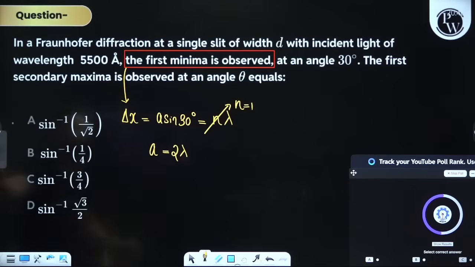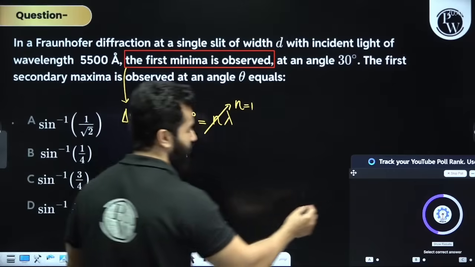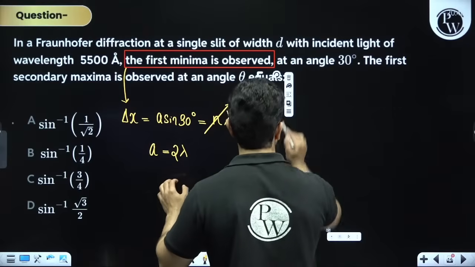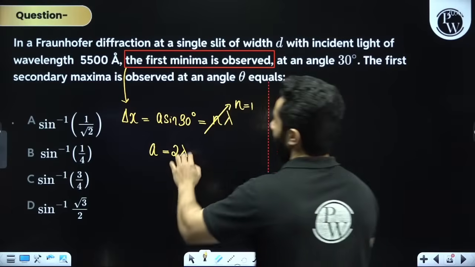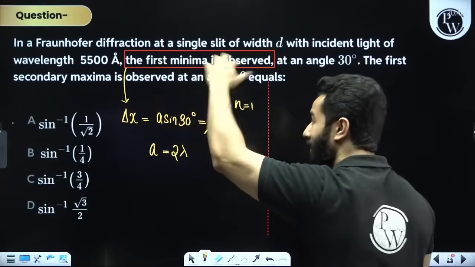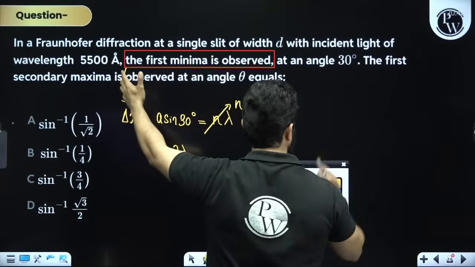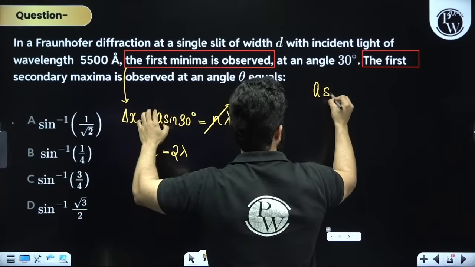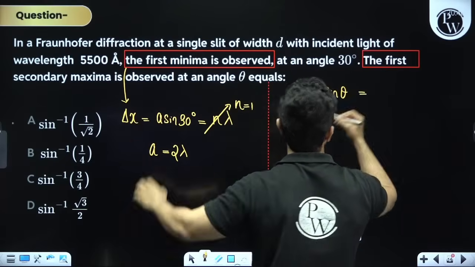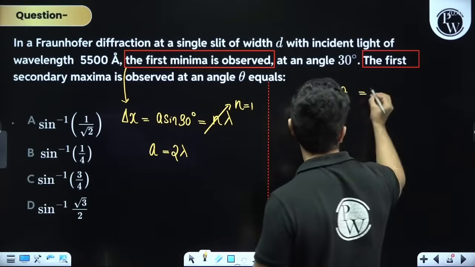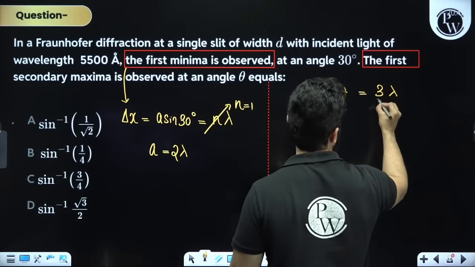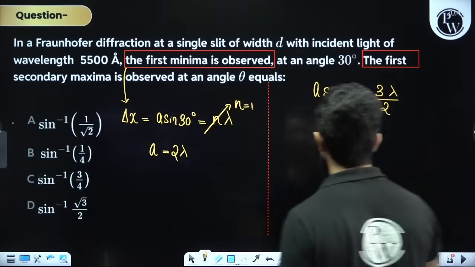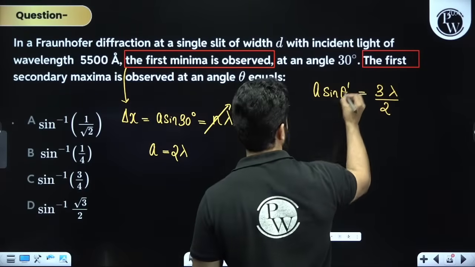Right? Fine, let's keep it like this. We don't have to solve it. Next, they are talking about the first secondary maxima, right? For the first secondary maxima, a sine theta is 3 lambda by 2, right? 3 lambda by 2. So let's write it as theta dash.